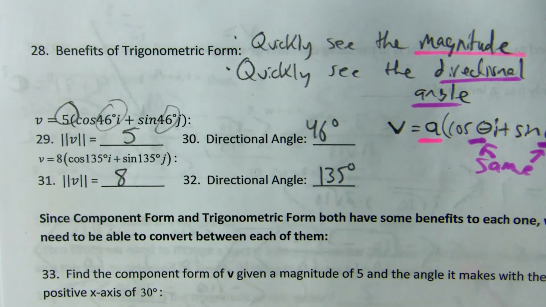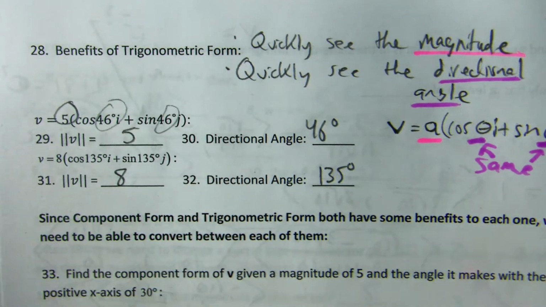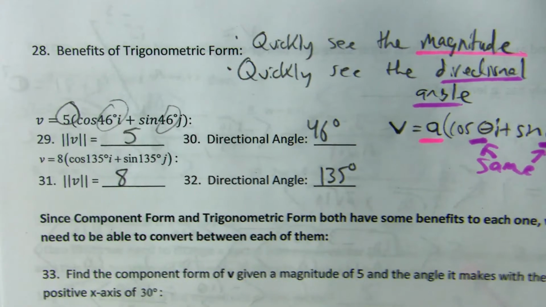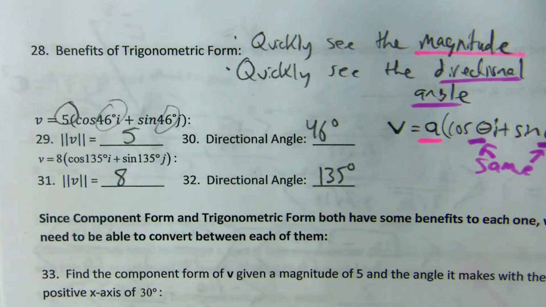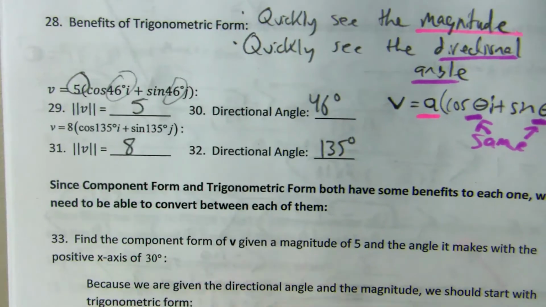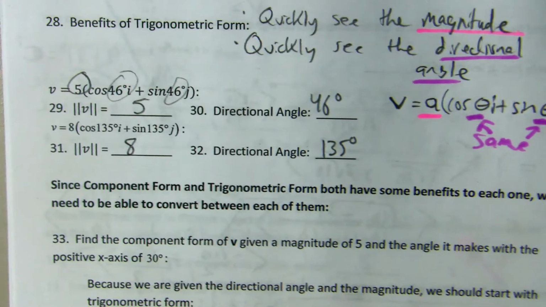So they're just different. We do need to be able to switch back and forth. Sometimes we have component form, and we try to work with it in trigonometric form, and maybe we have something in trigonometric form, and we'd like to switch them. But they're the same thing, just different appearances. So that's what we're going to look at with the rest of this page. We're going to talk about how to switch back and forth between those two forms.